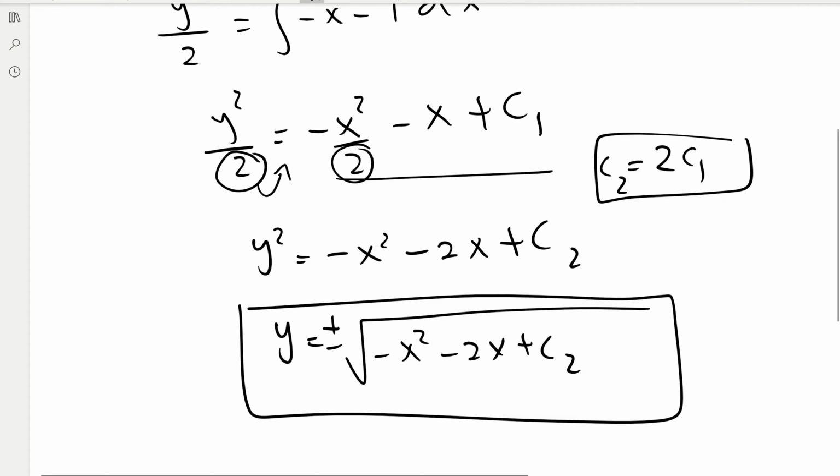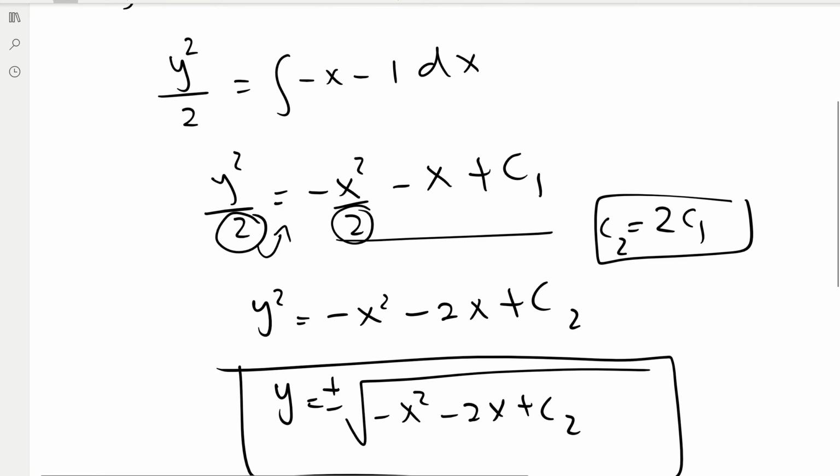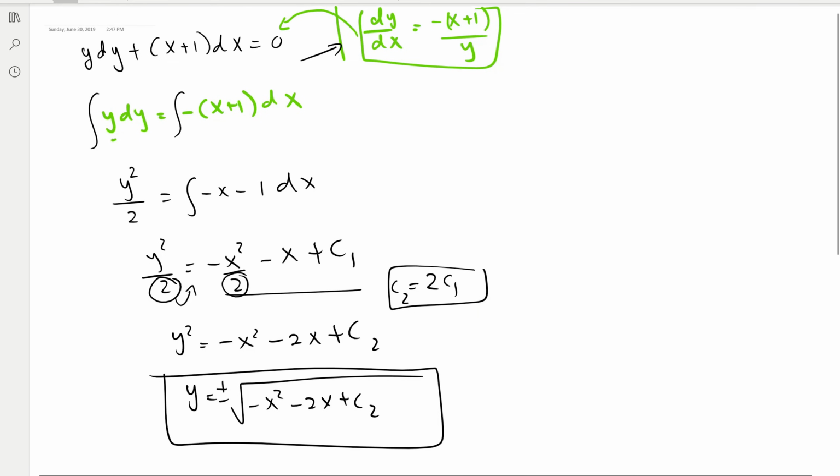Okay. All right. This is a simple problem, right? It was easier than what I thought. Okay, so that's the solution. That's it, the explicit solution for the differential equation.